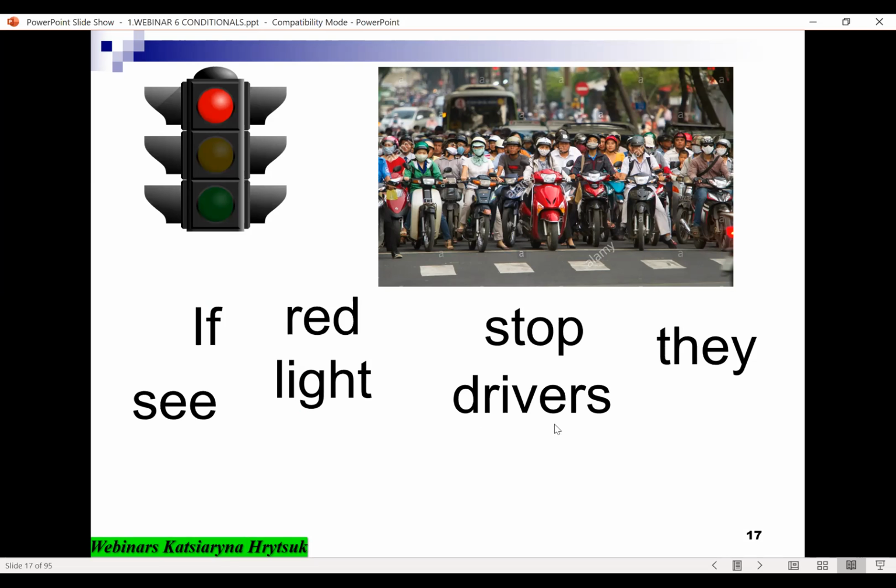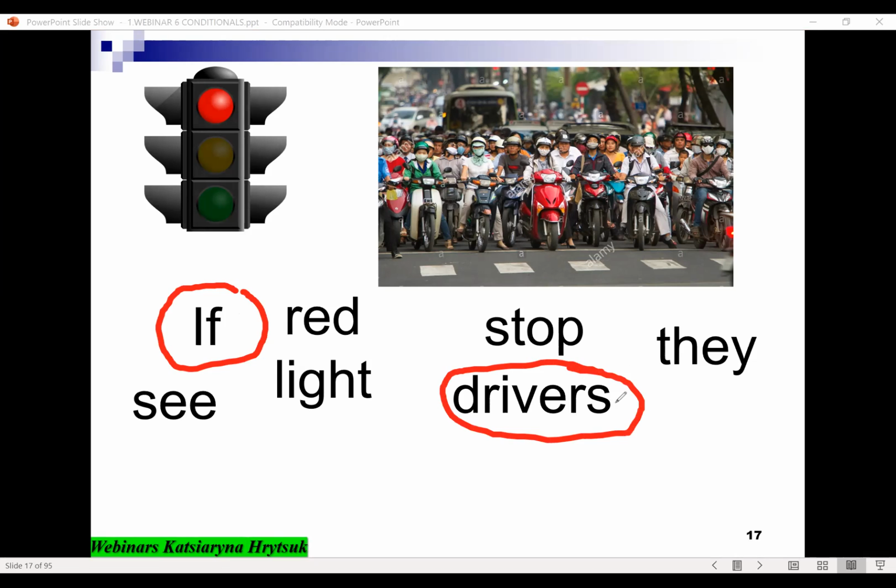If drivers stop if... It looks easy, right? If, okay, let's go. If, then drivers, then see. Stop. They stop. See the drivers, we need the verb after that. So this is subject. If drivers see red light, comma, now I'm going to show you. They stop. Yes, they stop.